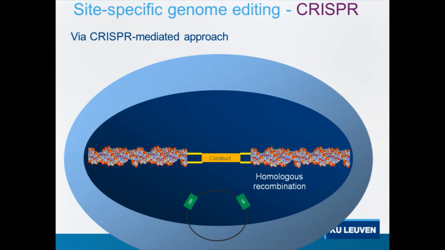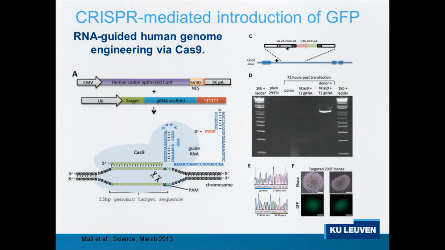And that's the reason why this is getting a lot of traction for the moment. And this is just one paper from March 2013, where they used the Cas9 system, CRISPR mediated, just to introduce a cassette into the genome of human cells. And here you see that they were able to get this in, and with the proper controls you don't get anything. And they were able to express GFP.